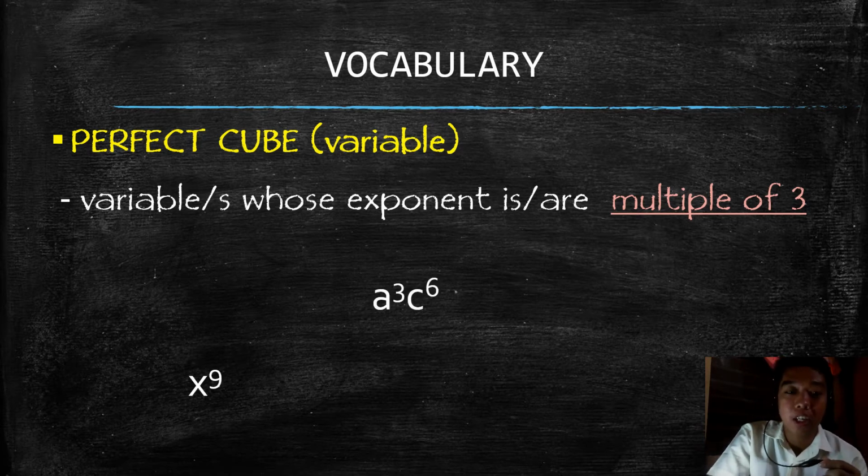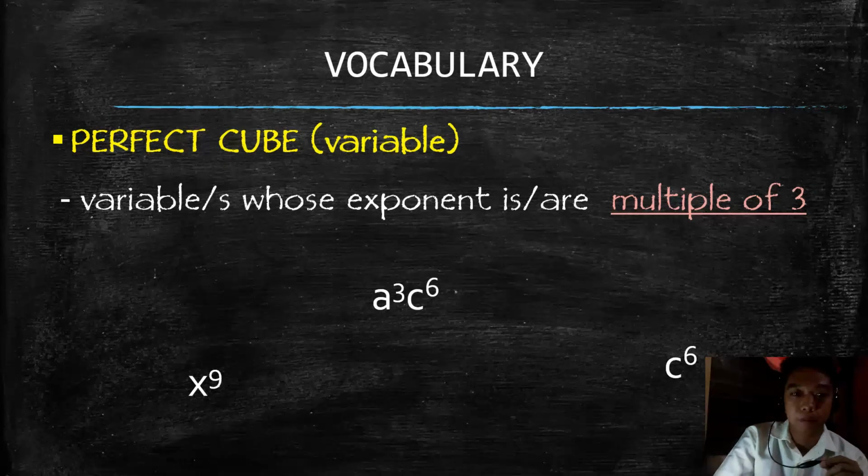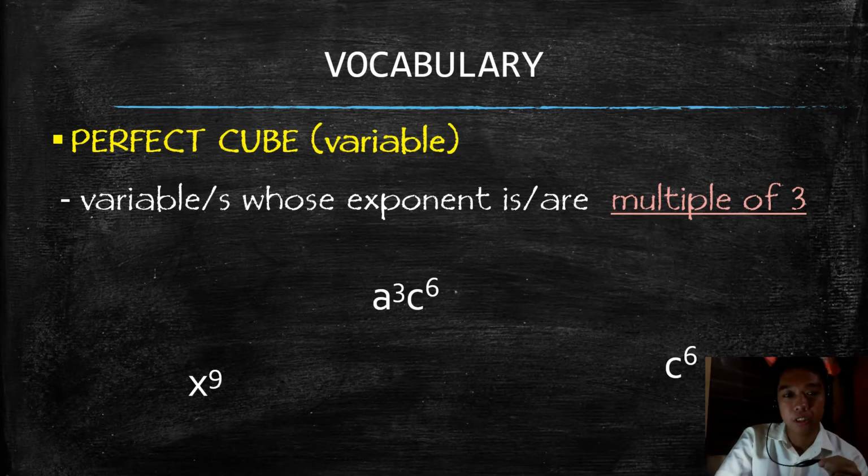So this one, a cubed, c raised to 6. Okay, so lahat ng variable gumamit ng exponent na multiple of 3. And also this one, c raised to 6. Okay, ang 6 ay divisible by 3. Okay. So, I hope na nakuha nyo ang ibig sabihin ng perfect cube number and perfect cube variables.